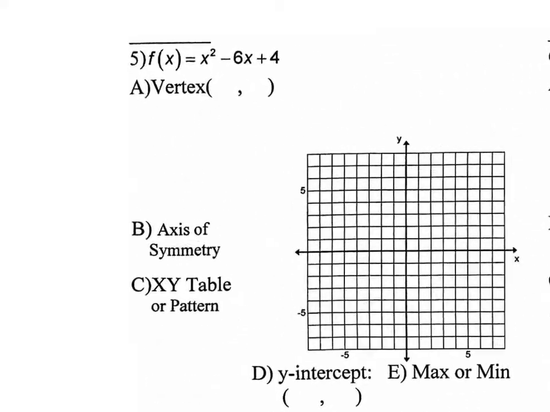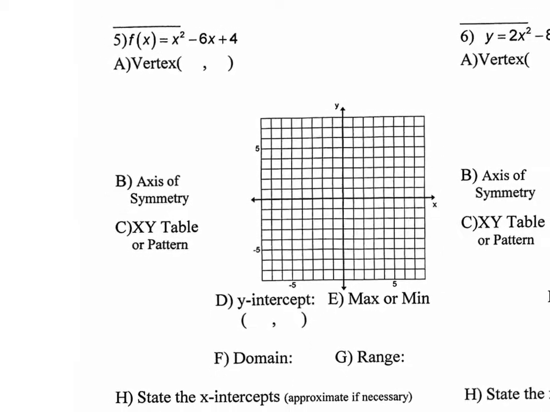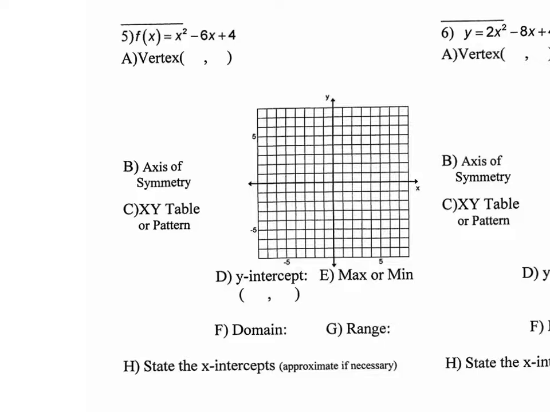So let's take a look at number 5. And as you can see, there's several things that we need to answer. A, answer the vertex. B, the equation of the axis of symmetry. C, either an XY table or the pattern that you're using. D, the y-intercept. E, max or min. F, domain. G, range. H, state the x-intercept.